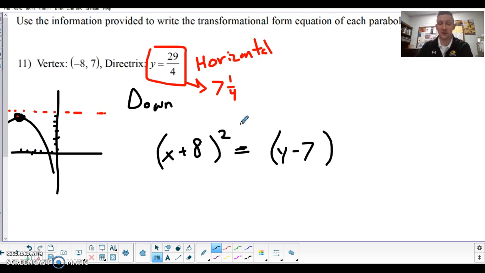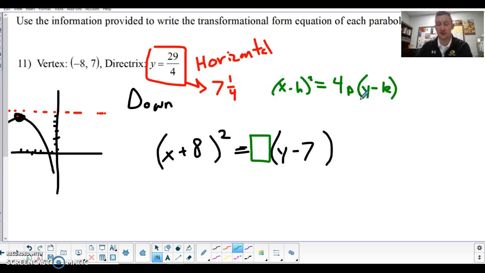Now, here's the other thing we've got to figure out. What goes right here? Because when I'm in standard form, it's always going to be x minus h squared is equal to 4 times p times y minus k. And again, that's the standard form for a parabola that opens up or down. If this was left and right, well, then the y minus k would be over here being squared, and x minus h would be over here. So I have to figure out what p is.